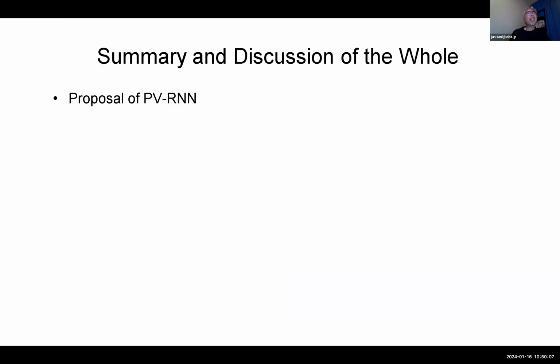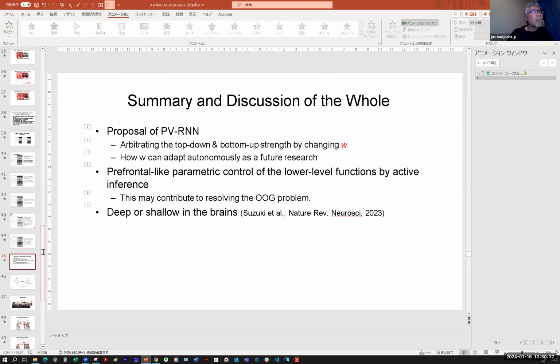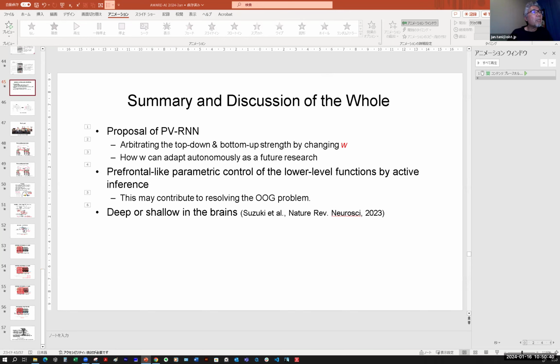This was a little bit rushed. So today I just summarize. I showed the proposal of PBRN, and I showed some numerical characteristics, like arbitrating the top-down and bottom-up strengths by changing the W, and how the W can adapt automatically as a future direction. I'm sorry, something is wrong here.